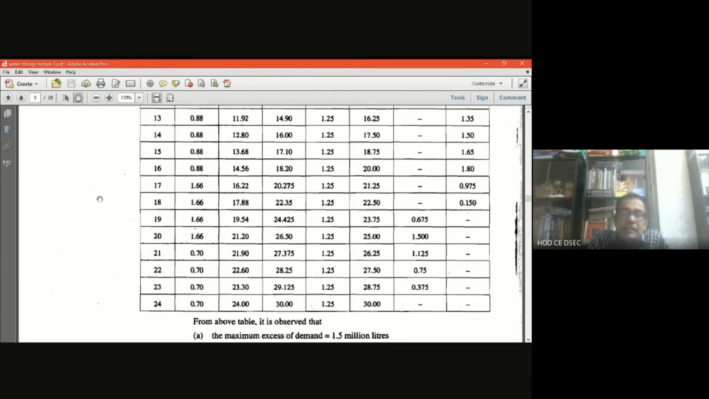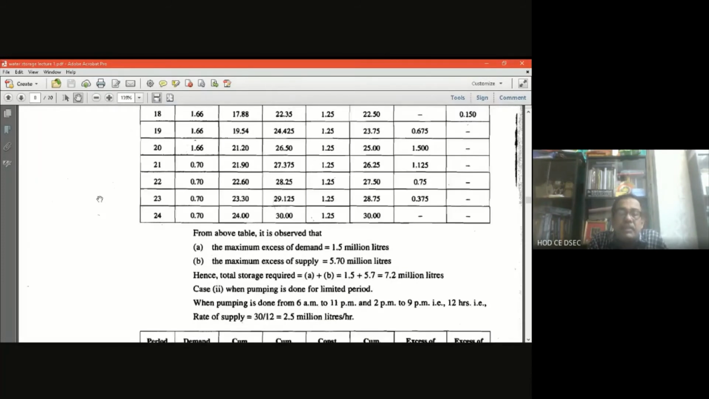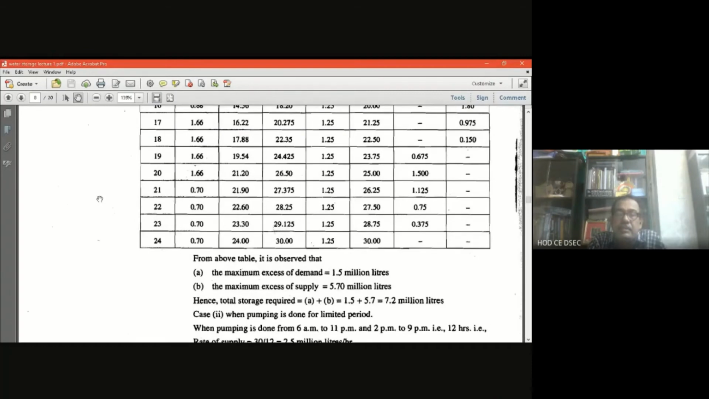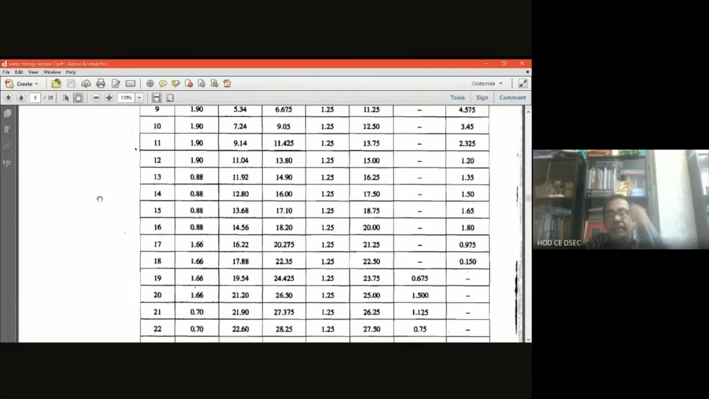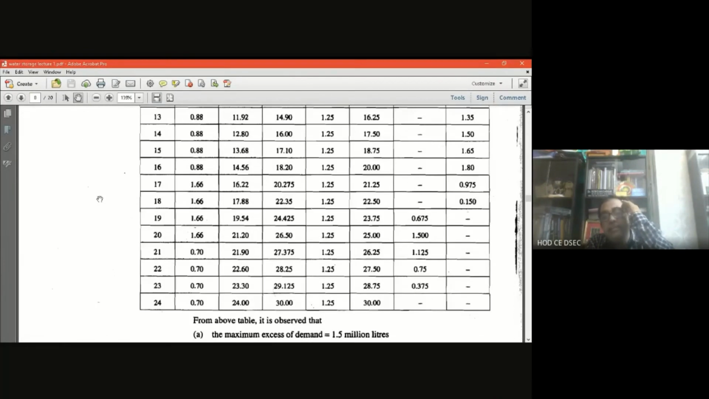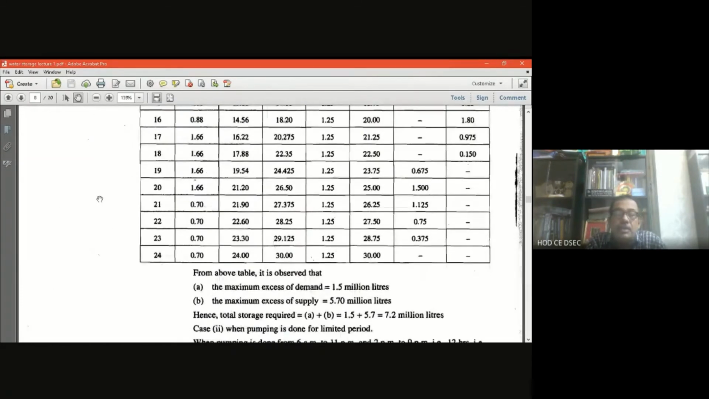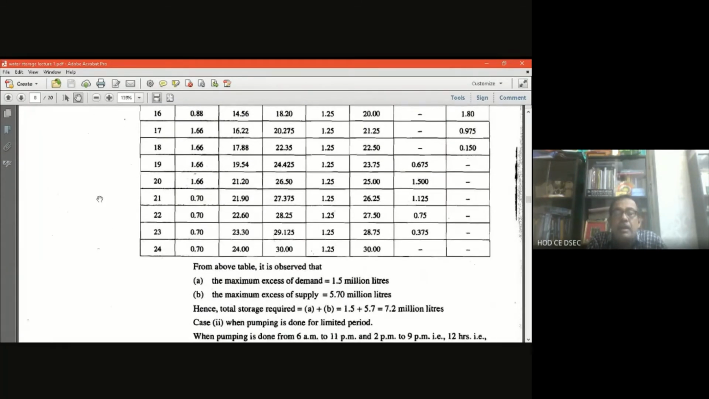So from this tabulated figure, we can observe that the maximum excess demand, from the figures in column number 7, that is the excess demand, the maximum value of the excess demand corresponds to the 20th hour, we can see 1.5. So 1.5 million liters is the maximum excess demand.